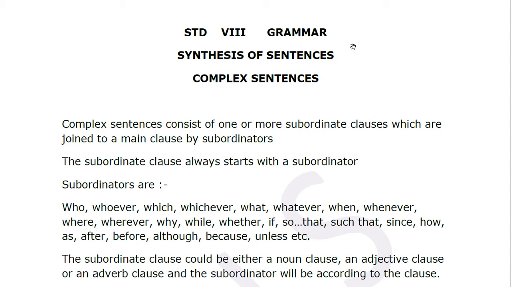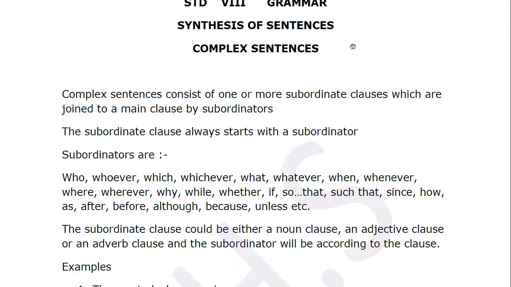Okay. Now let's read. Complex sentences. Complex sentences consist of one or more subordinate clauses which are joined to a main clause by subordinators. So you can have one main clause and one subordinate clause, or one main clause and two subordinate clauses. Okay, it's not just one main clause and one subordinate. It could be two subordinate clauses also. The subordinate clause always starts with a subordinator. You know this, when I taught you clauses, I have already taught you.